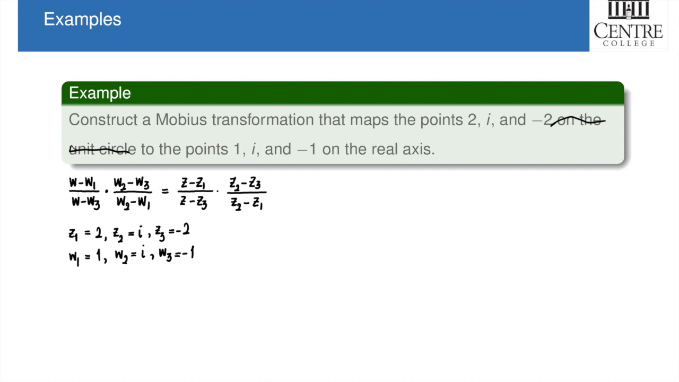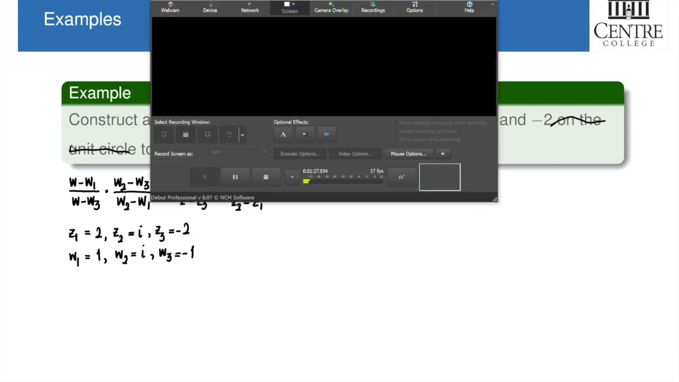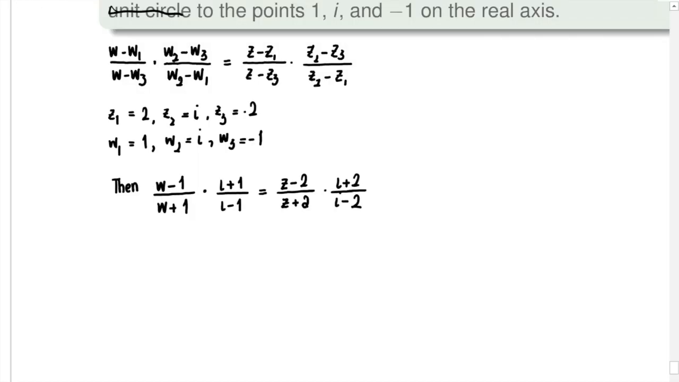So why don't you pause, go ahead and do this. You plug in all the values of w1, w2, w3, and z1, z2, and z3. This is the equation you're left with. What I'd like to point out is that there's going to be a fraction where you have w's, a fraction where you have z's, but the rest are going to be complex numbers. So now it's just a matter of simplification.